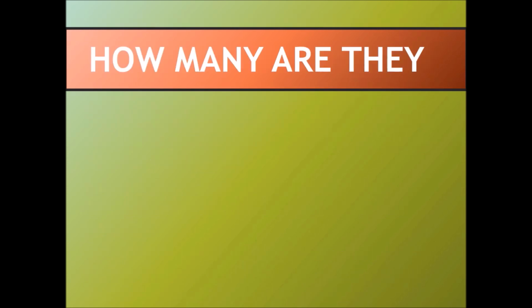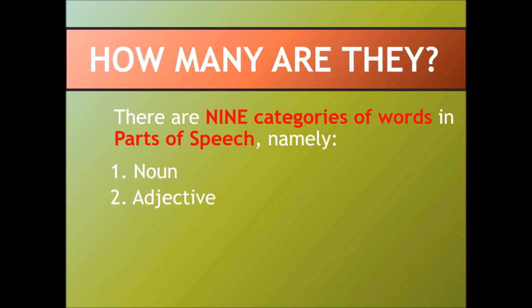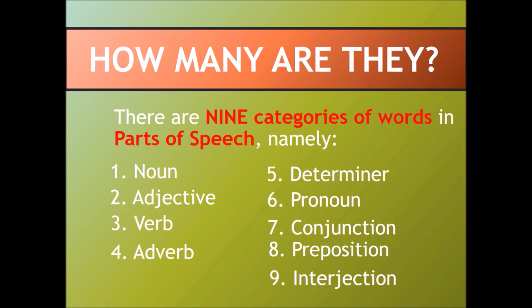How many are they? There are 9 categories of words in parts of speech, namely, first one is noun, followed by adjective, and then by verb. Next is adverb, followed by determiner, then pronoun, and of course we have conjunction and preposition, and finally we have interjection.